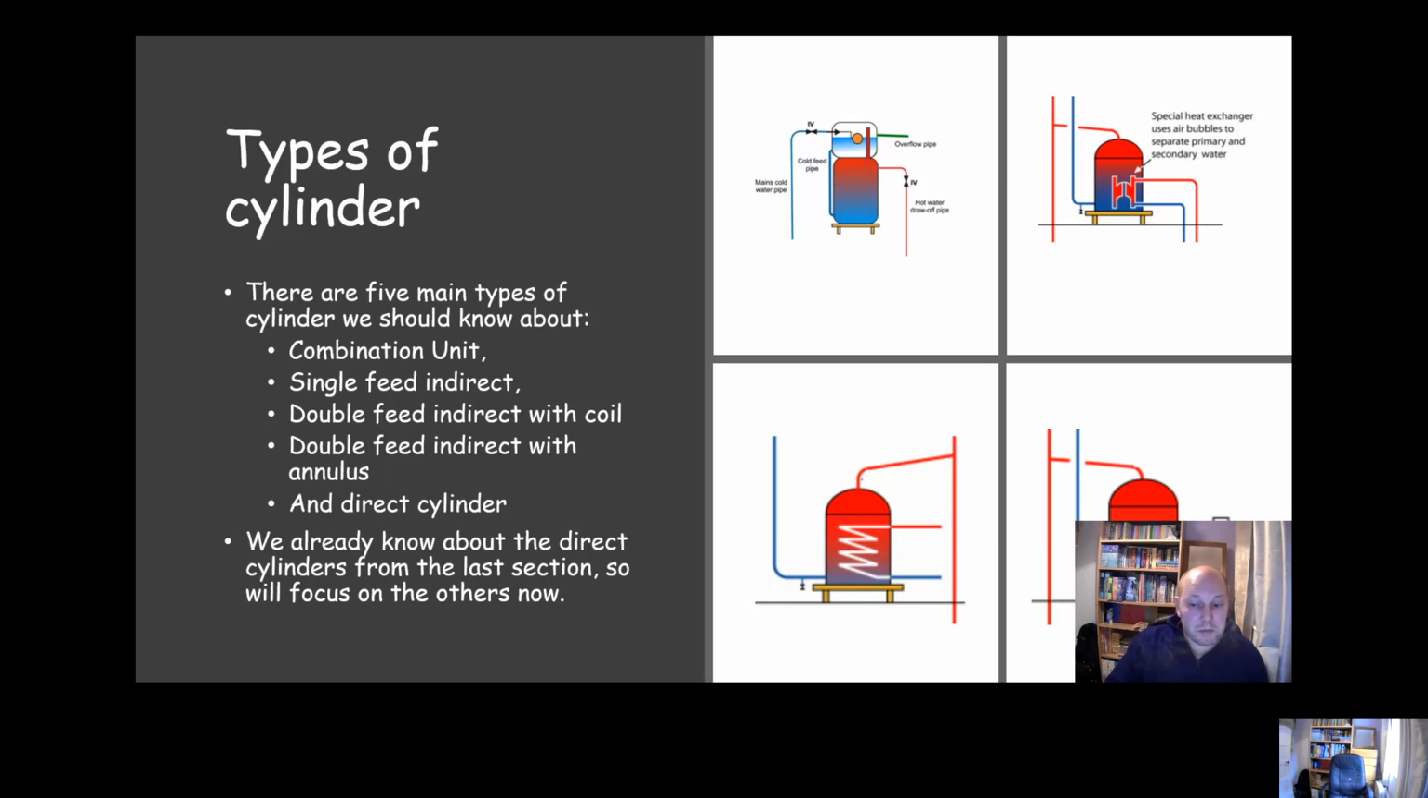There's various reasons why a cylinder could be direct. It could have no heat exchanger and be connected directly to the boiler, so the boiler is a heat source, or it could have immersion heaters, just like we talked about in the last section, so we don't need to look at that again. We're going to look mainly at these other ones now.